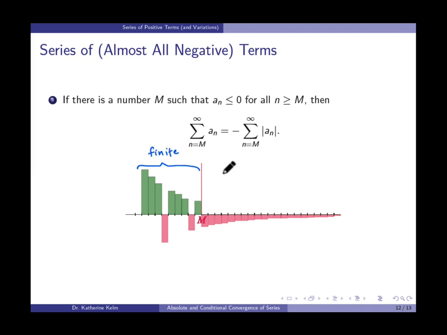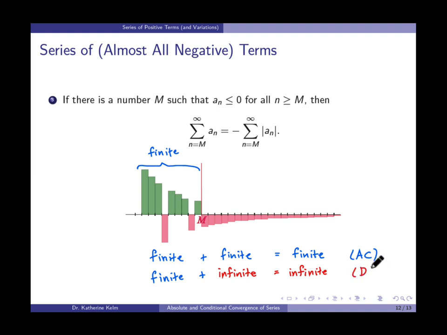We either have finite plus finite, which is finite, in which case our series is absolutely convergent, or we have finite plus infinite, which is infinite, in which case the series diverges.